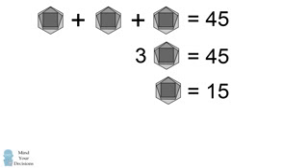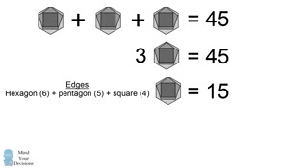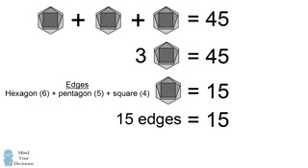However, it's not just a hexagon. If you look closely at the shape, it consists of a hexagon which has 6 edges, a pentagon which has 5 edges, and a square which has 4 edges. We're going to have to figure out a value for the edges in order that we can figure out a value for the shape in the final line. So we can simplify this if we count the total number of edges. This shape has 15 edges and it's equal to 15. So we can conclude that one edge is equal to 1.